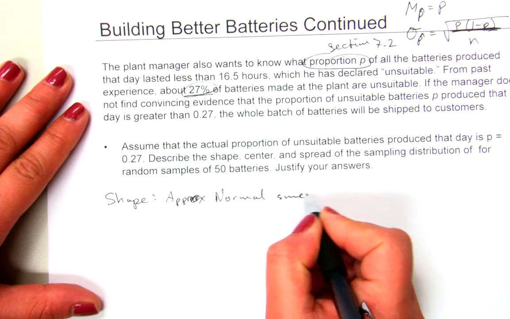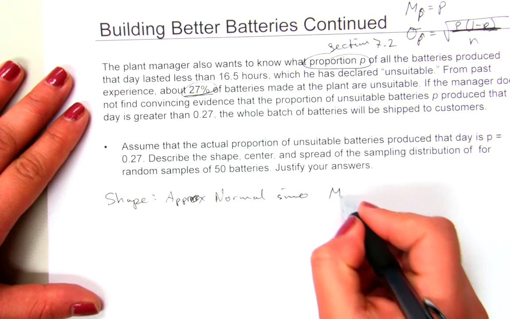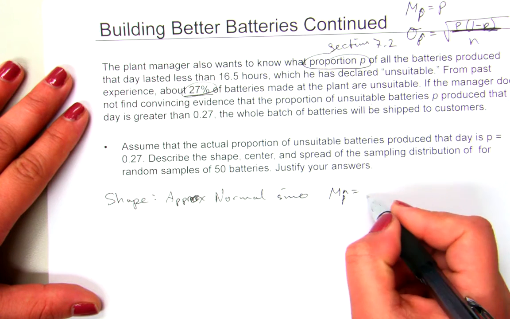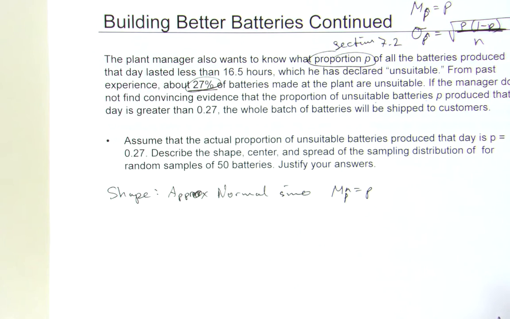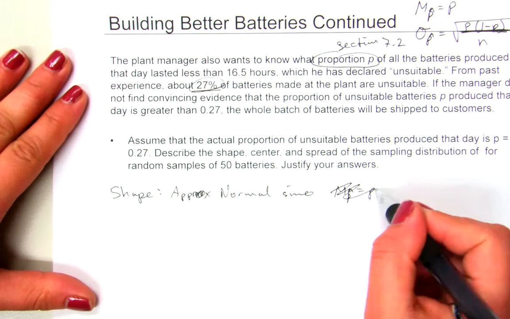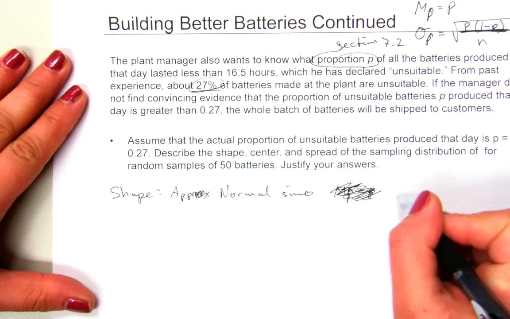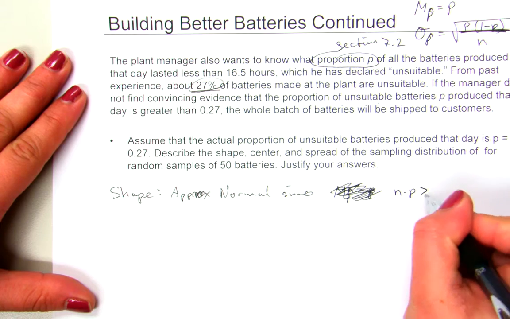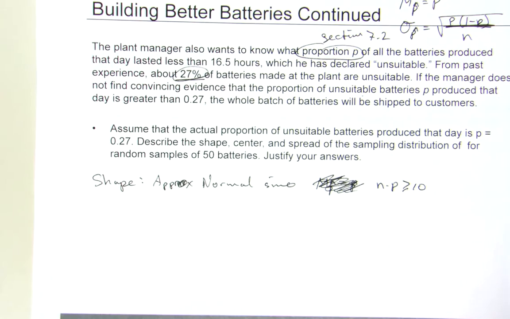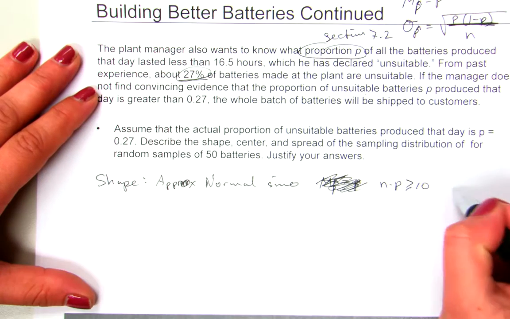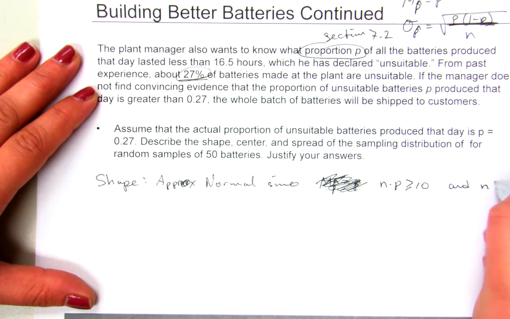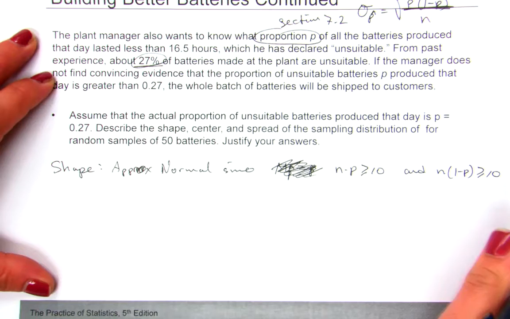Since the distribution of P hat is the same as P. Actually, no, I lied. That's not why. That goes for the center. Since N times P is greater than or equal to 10, and N times 1 minus P is also greater than or equal to 10. Okay, both of those are true.